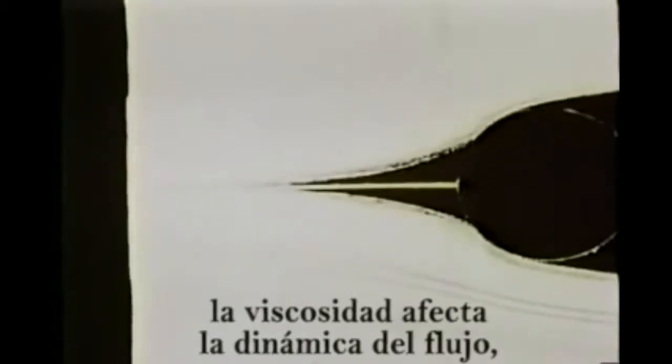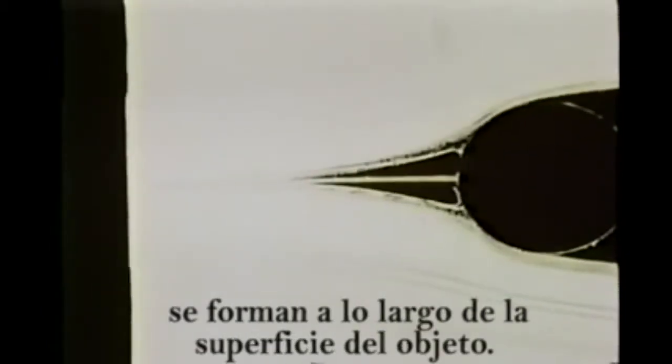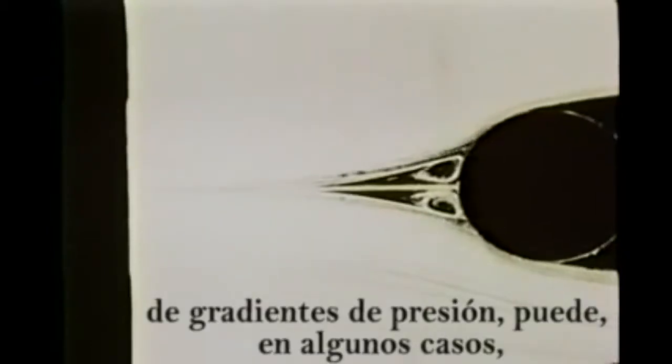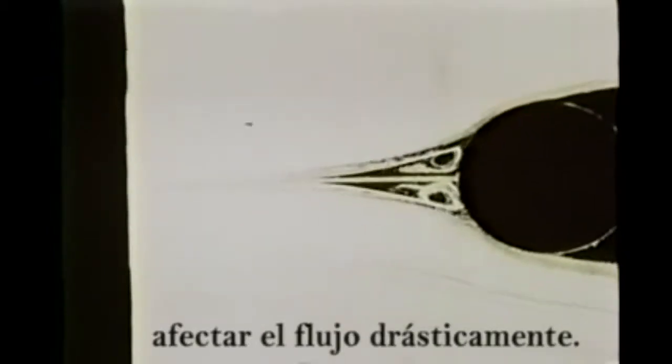This drawing, derived from potential flow theory, shows how the streamlines around a combination of a flat plate and a cylinder would look if fluids did not have viscosity. When a real fluid, water, flows around the same shape, the flow is quite different. Boundary layers, thin layers of fluid in which viscosity affects the flow dynamics, are formed along the surfaces of the object. The behavior of these boundary layers under the influence of pressure gradients can, in some cases, drastically alter the flow.